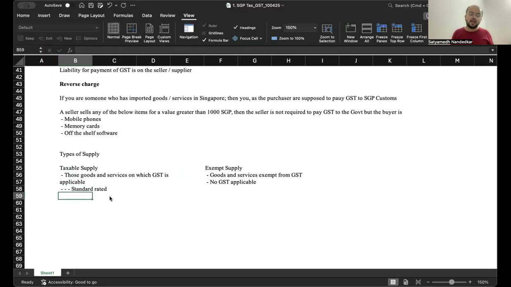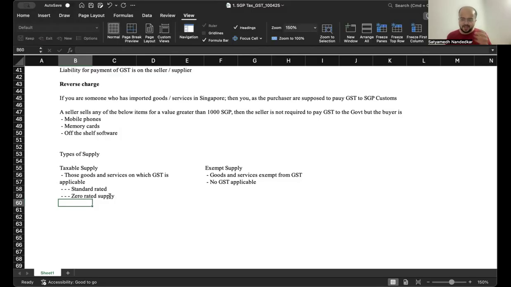Okay. Standard rated means in different countries, there are different standard rates. Like in India, there is an 18% rate. In UK, there is a 20% rate. In Singapore, there are, again, other specific rates, as well as there is a zero rated supply. Zero rated supply means, see, GST is applicable, but rate is zero.